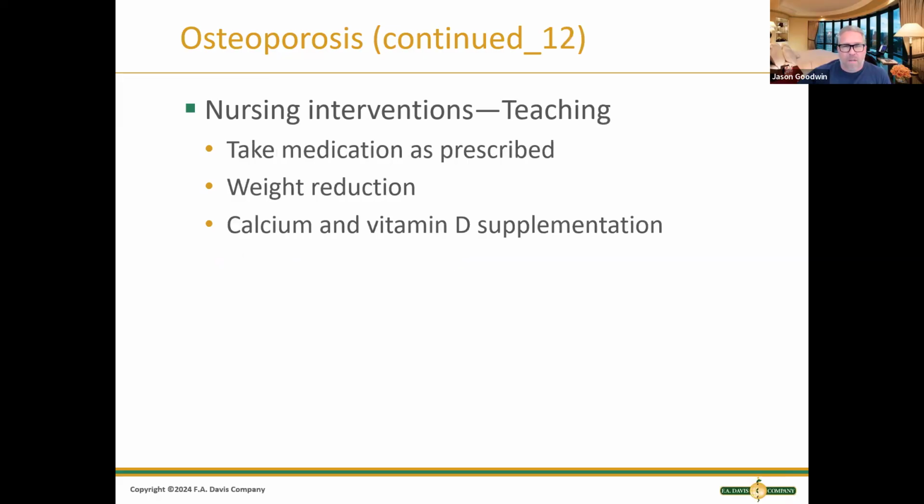When you're teaching a patient on this, the most important thing is take your medicine as prescribed. Okay, if you have some sort of GI disturbance or any other kinds of things that might keep you from taking it, you want to understand that. And you're going to also try to talk the patient into weight reduction if it's necessary, because that puts less stress on the skeletal structure. And then you're going to instruct them to incorporate supplements in their diet.